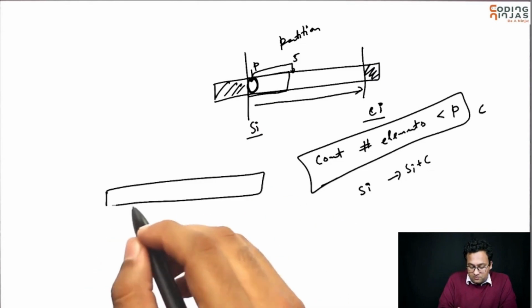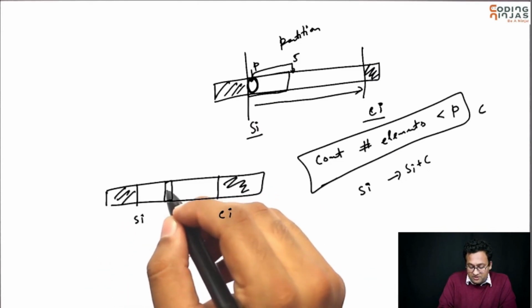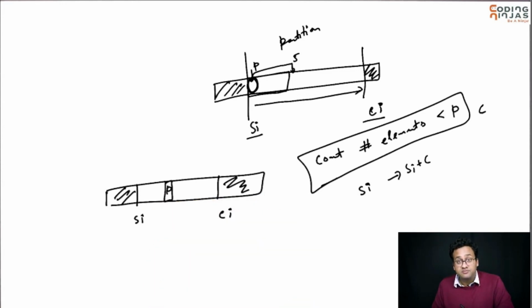Now, this is Si, this is an index. You have moved your pivot to this place. Right? Pivot is at its right place. What do I do now?